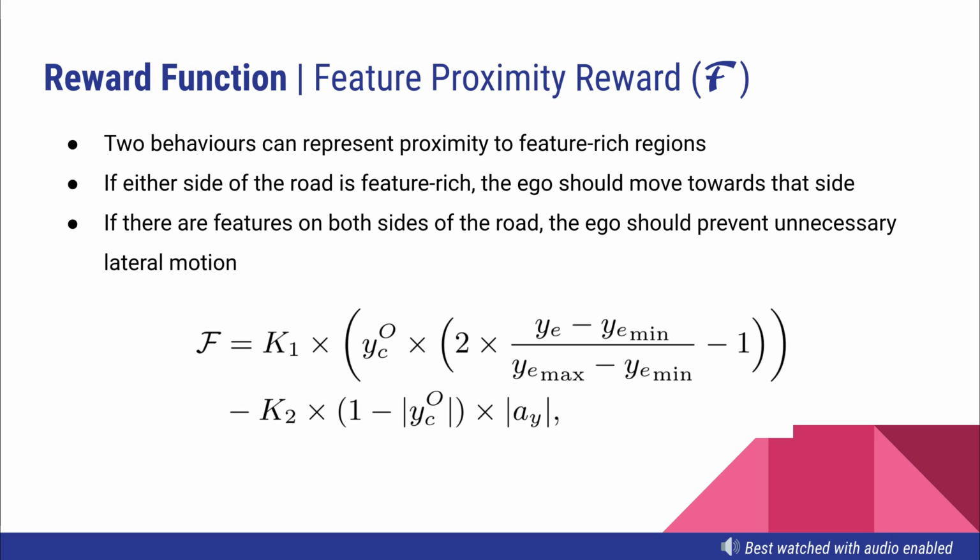In the first term, YC is raised to a high odd power and multiplied with normalized YE. This ensures that the reward is high when both ego and feature-rich regions are on the same side and vice versa. The second term is the same YC raised to a high odd power, subtracted by 1, and multiplied by the lateral action AY. For the second term, it prevents unnecessary lateral motion when no particular side is decisively feature-rich.